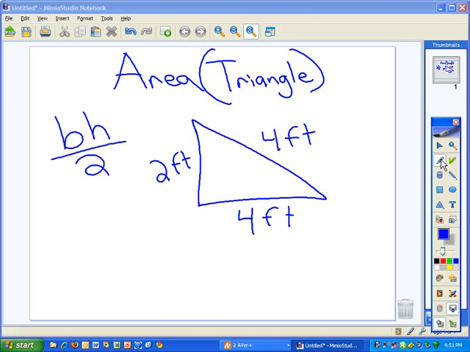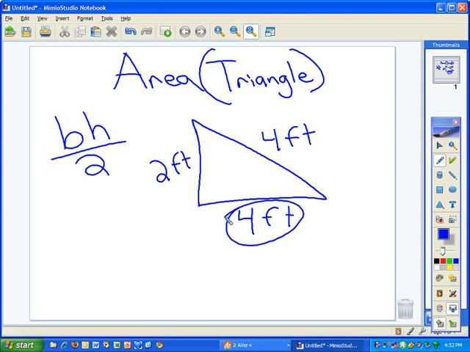Okay, so when you're doing base times height, you already know your base. Your base is your bottom number. Just like the base of your house or the floor of your house, that's going to be the bottom part that you walk on. So you know the base is the bottom, so this number is going to be the base because it's the bottom number, and it's representing the foundation of this triangle, the bottom, the base. So I can replace my base with a 4.